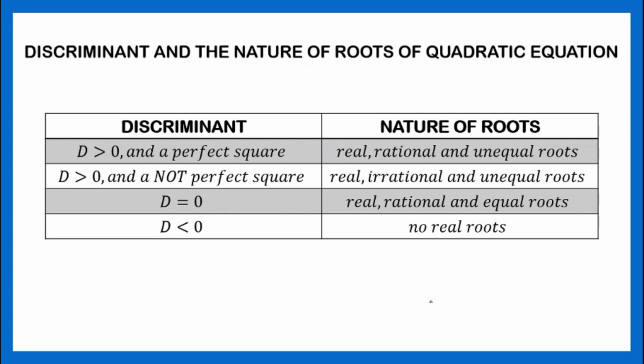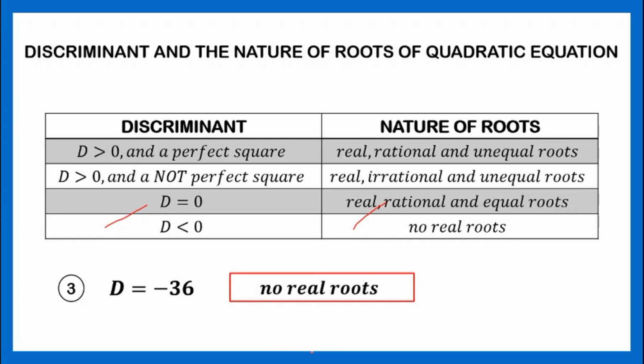Next, number 3. So, number 3, D is equal to negative 36. So, syempre, hindi ito pwede yung greater than, kasi less than nga ito. Ito, less than siya. So, number 4. So, kung dito siya magfo-fall, no real roots. So, expect mo dapat na ang sagot dito, or yung equation na ang discriminant ay negative 36, dapat imaginary yung magiging roots niya. So, ito yun. No real roots ang number 3.